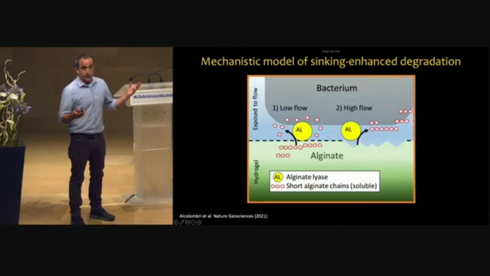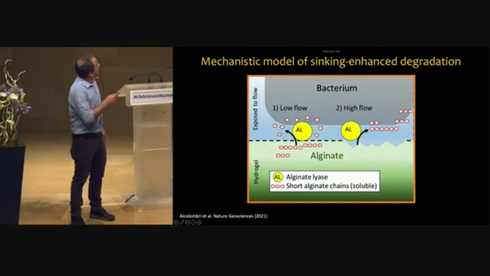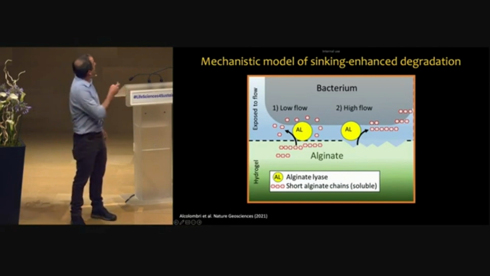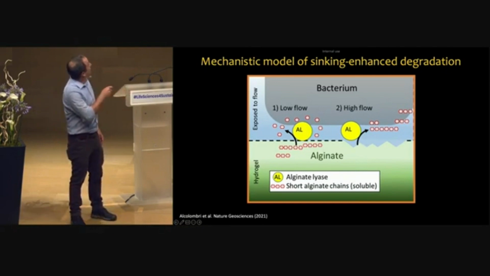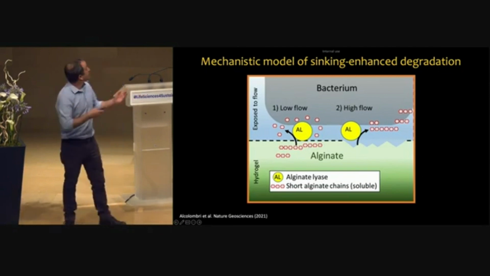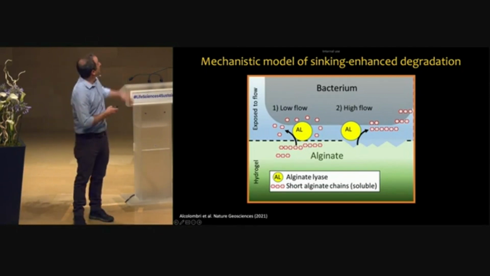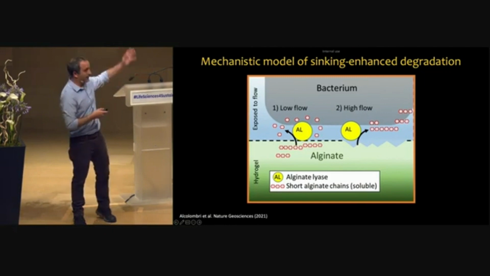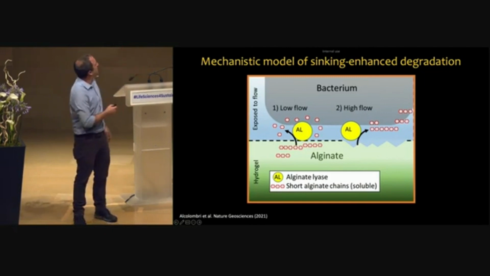So the hypothesis we have is quite simple. In high flow, the alginate lyase enzyme can degrade the particle because the flow takes away the products all the time, and therefore there is no product inhibition. On the other hand, in low flow, the byproduct accumulates in the environment, and therefore we have product inhibition, which basically means the enzyme works harder and harder to break the oligomers instead of breaking the alginate particle itself.